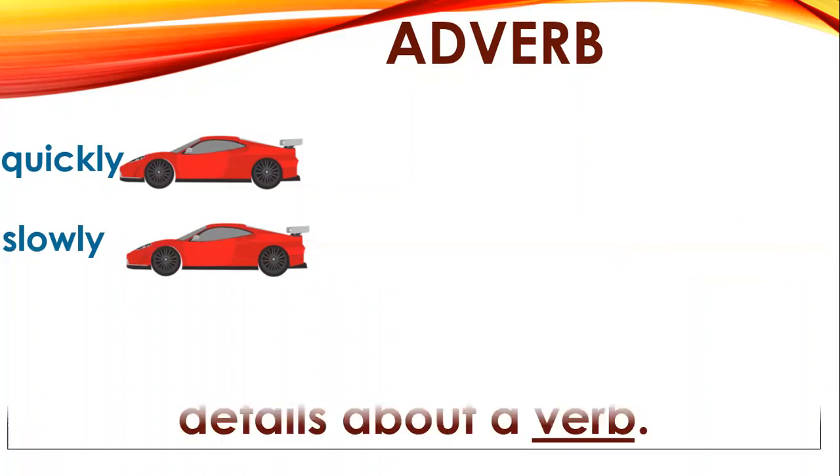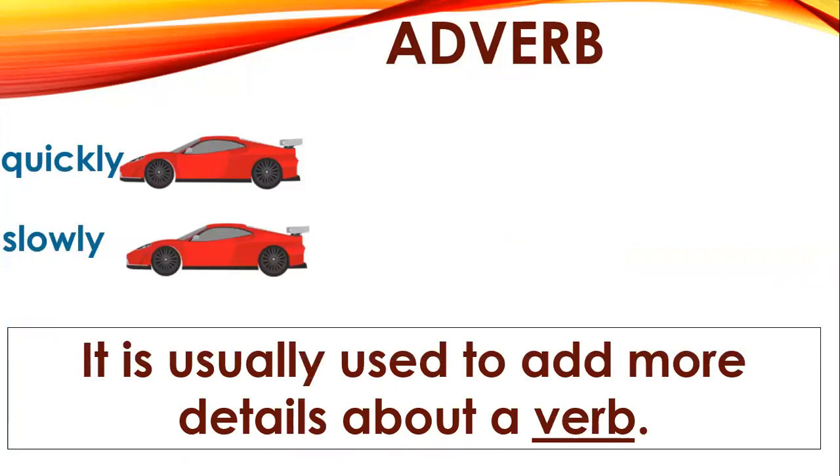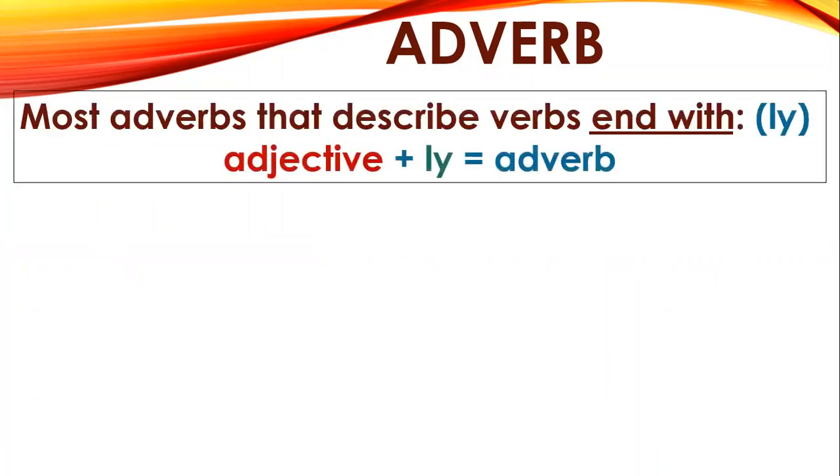Let's see. What is an adverb? The adverb is usually used to add more details about verbs. Most adverbs that describe verbs end with ly. So this is how to form an adverb that describes a verb. We take an adjective and add to it the ly. The result will be the adverb.